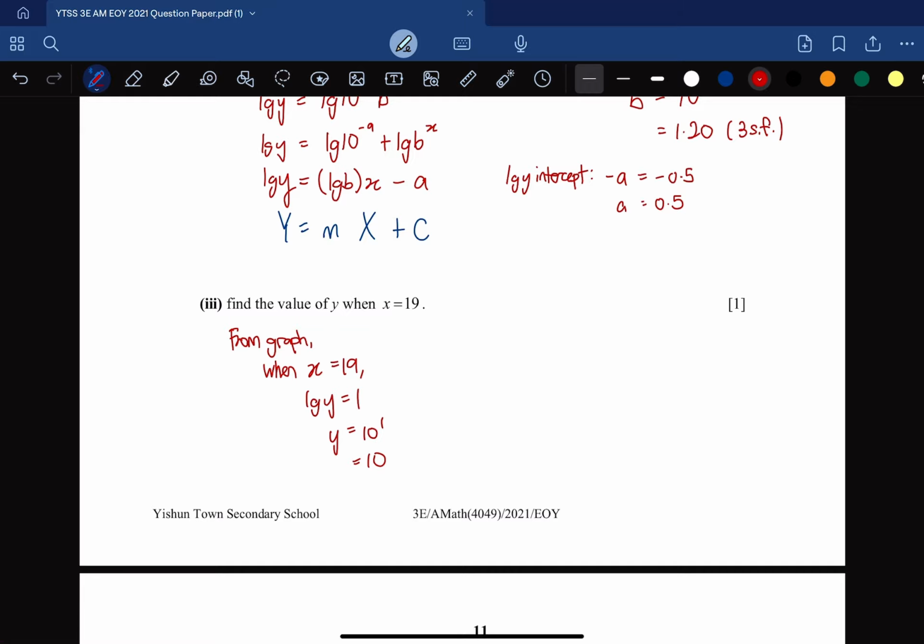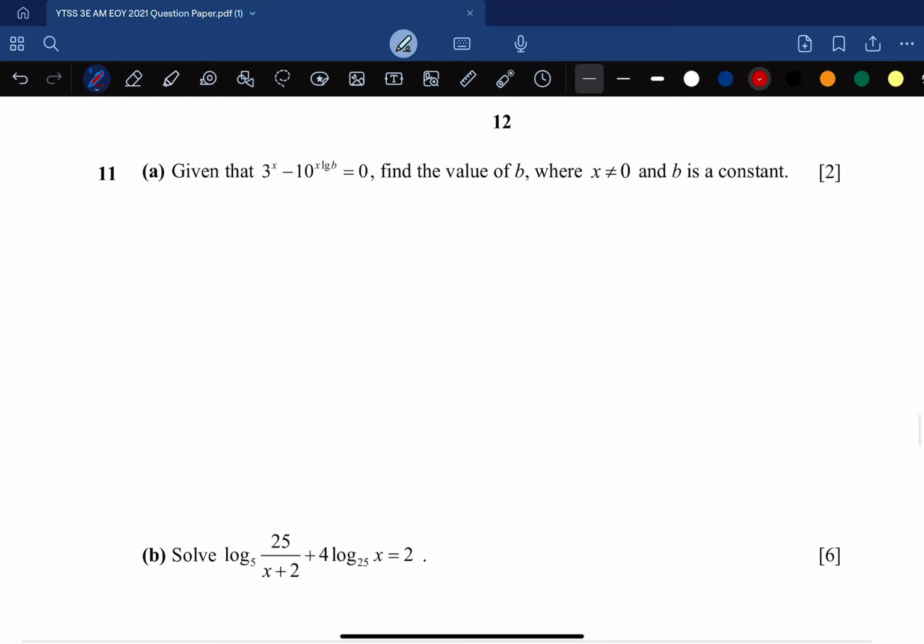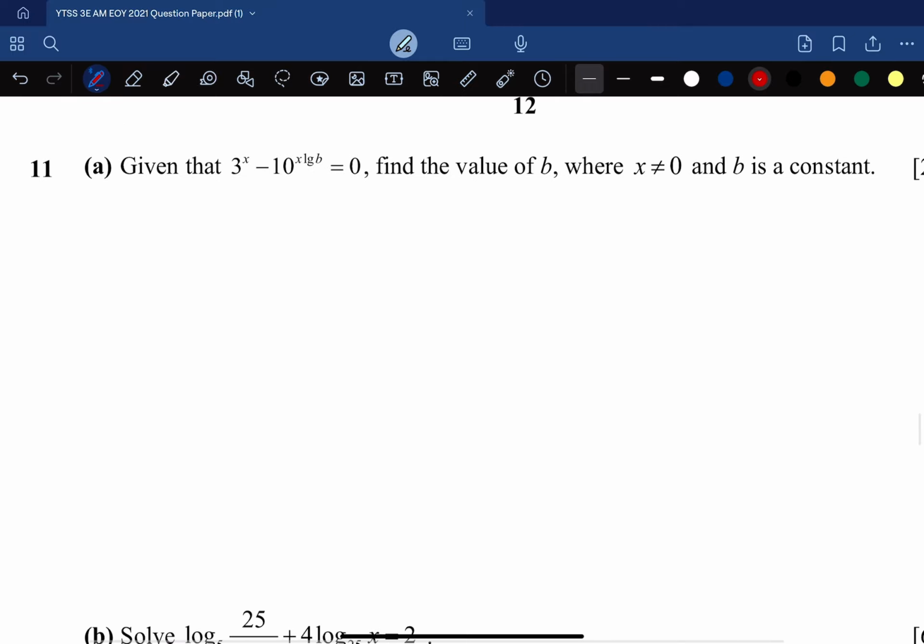Okay, let's look at the next question now. Question 11. Given this equation, find the value of b. In this case, I see that b is in the power of 10. So as what we have learned before, in order to bring out unknown powers, we always use logarithm.